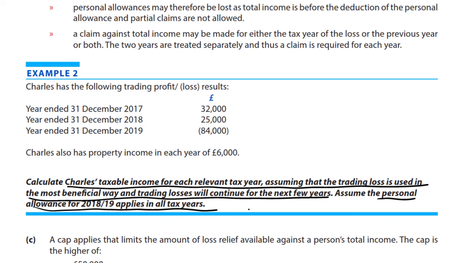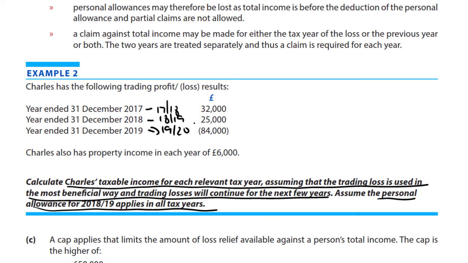Again, remember the setup as we showed it. We will do a columnar working where each of the tax years has its own column. What have we got here? Year ended December 17, using CYB. That is 17-18. December 18 is 18-19. December 19 is the 19-20 tax year. There, this time, are the 3 tax years that you need to identify what the figures of taxable income will be after you've claimed relief in the most optimal way.